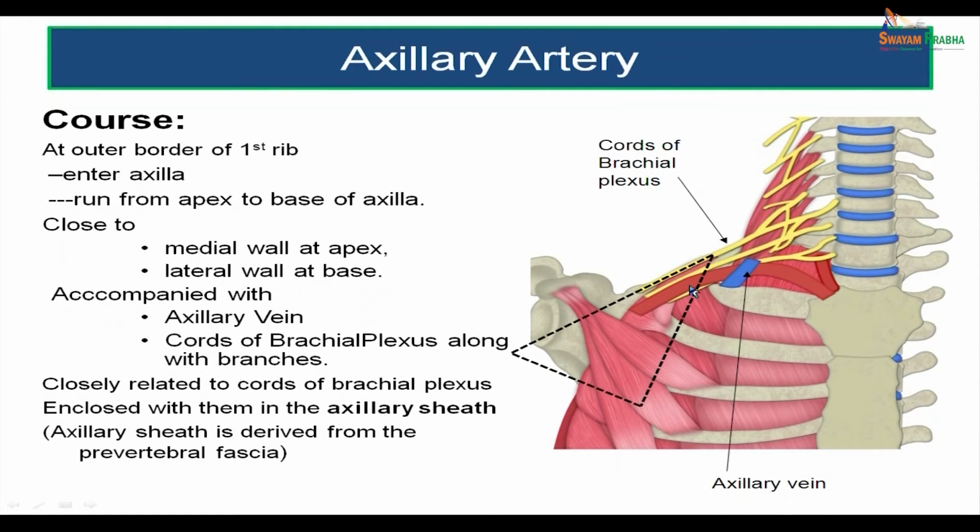So, it enters the axilla and passes from its apex to the base. As it is passing, it is closer to the medial wall initially, and later it is closer to the lateral wall. It is accompanied by the axillary vein, which lies medial to it, and surrounding it are the cords of brachial plexus. The axillary artery and the cords of brachial plexus are enclosed within a sheath called the axillary sheath. This sheath is derived from the prevertebral fascia.